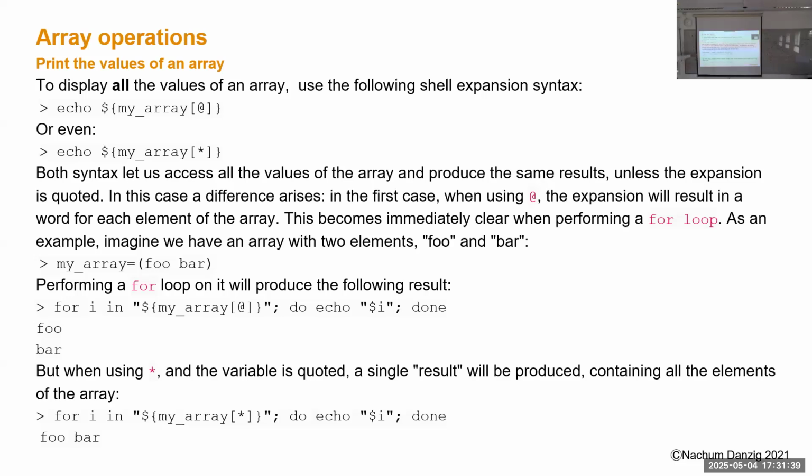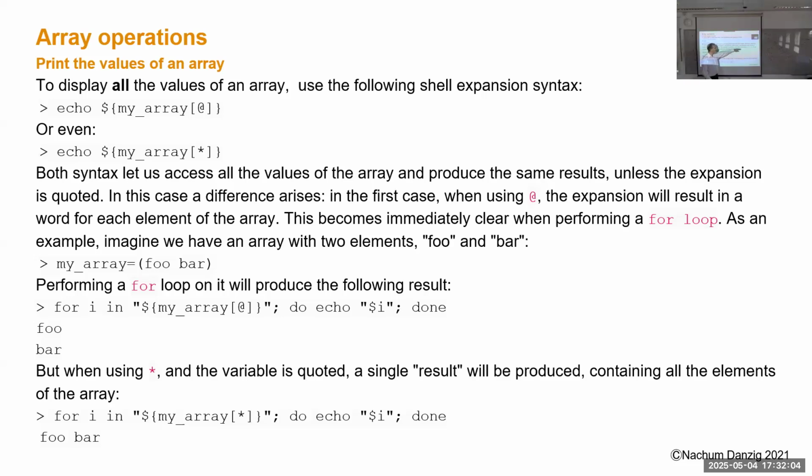So here's what I relate. Both syntaxes let us access all the values of the array and produce the same results, unless the expansion is quoted. We get into interesting cases where you put it in quotes. You might want to put it in quotes. In this case, a difference arises. In the first case, we're using the @ symbol. The expansion will result in a word for each element of the array. In other words, we'll get a new word for each element.